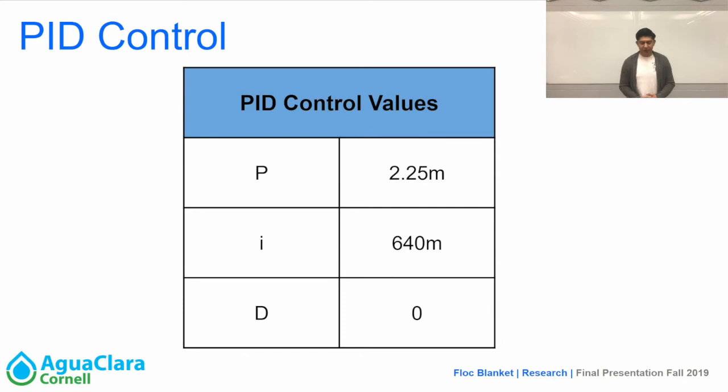Okay, so after consultation with our research advisors and Agua Clara's advisor, we determined these values for PID, which controls how much clay is pumped into our system. P was determined to have a value of 2.25 m's. I was determined to have a value of 640 m's, and D has a value of 0.